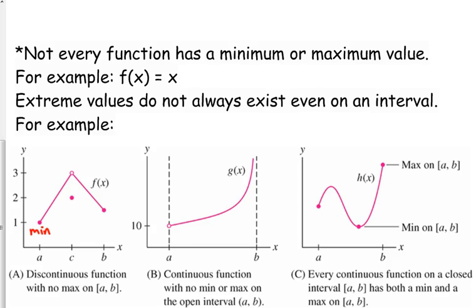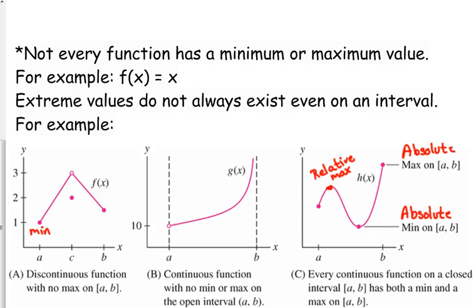Now over here, at this peak, that is a relative max, okay? This is a relative max, but it's not the absolute maximum. This is the absolute maximum on this interval, and this would be the absolute minimum as well on the interval.